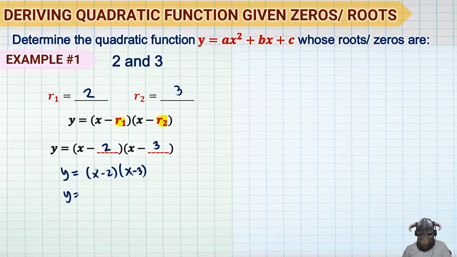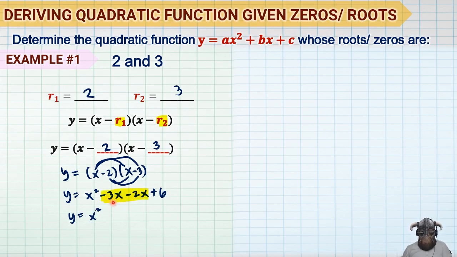So, let's just copy y. Therefore, we'll be having x times x. So, we have x squared, x times negative 3, so we have negative 3x, negative 2 times x, so we have negative 2x, negative 2 times negative 3, ang sagot dyan ay positive 6. So, our answer will be simplified first. So, magiging y is equal to x squared. In this case, pwede natin tong i-combine because they are similar terms.